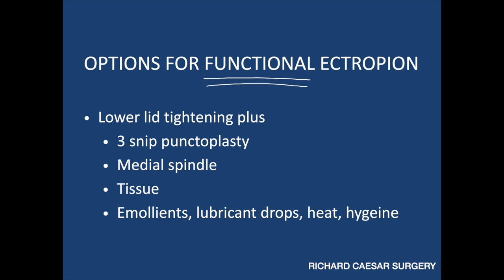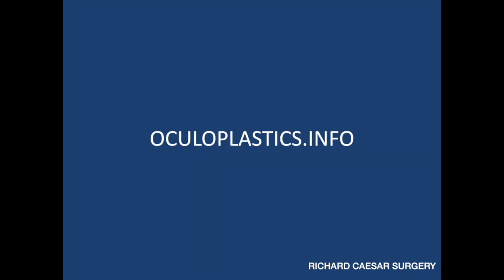Options for functional ectropion? Well, you're going to need to tighten the lower lid, and then you're going to need to add extra components. The three-snip punctoplasty is a workhorse. The medial spindle is a fantastic technique, adding tissue when required. And then, of course, don't forget your emollients, your lubricant drops, your heat, and your lid hygiene.